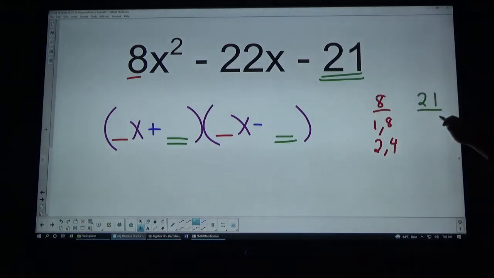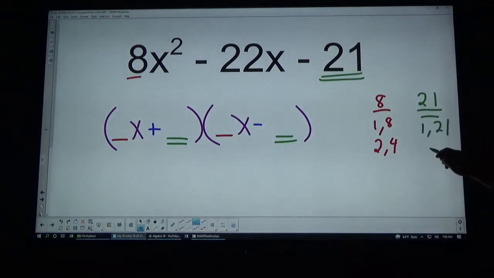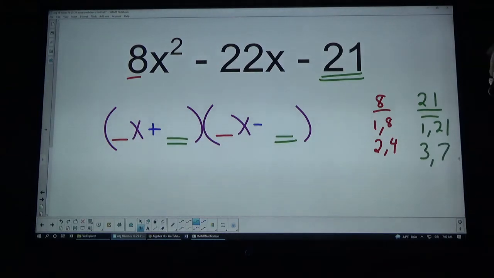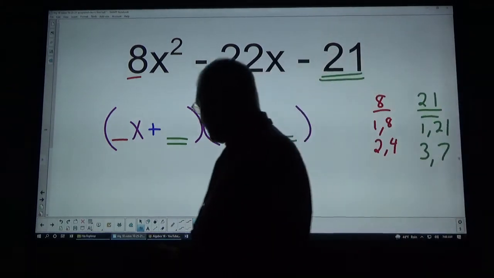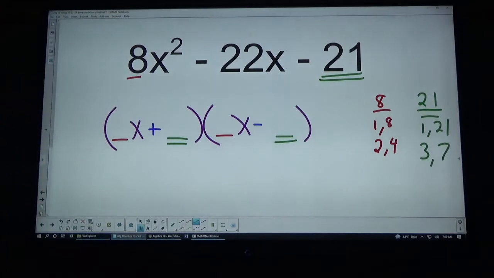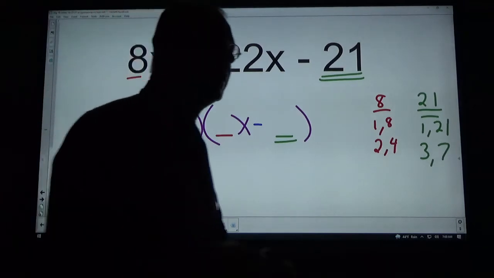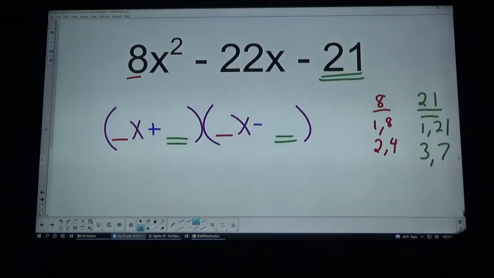21, 1 and 21, 3 and 7. Now when you get down to this and you start looking at it, I have a lot of different ways I could put this in here, and you can do a lot of writing and rewriting. And some of you, that's going to be your most comfortable way to do this. But as we get to more and more options in our list, sometimes you're going to want to use what I like to call a pointing method.